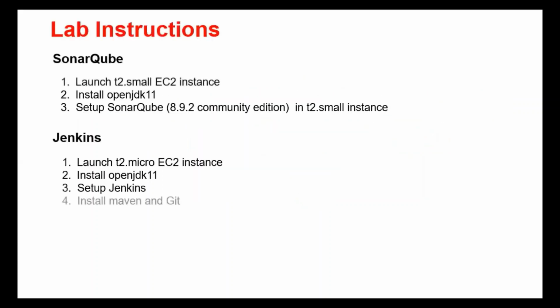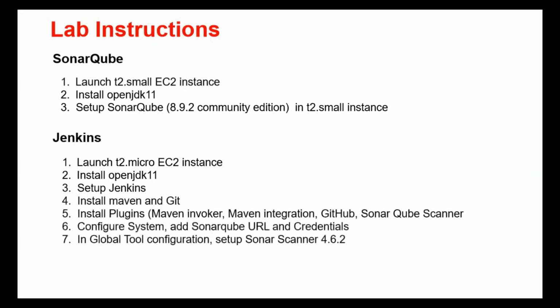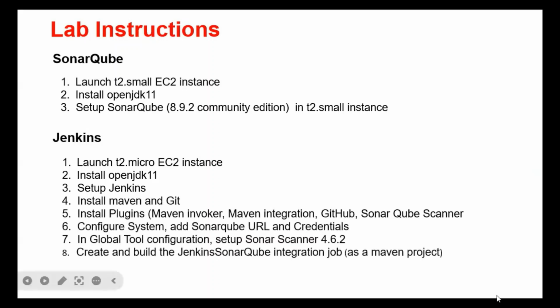And as part of the Jenkins setup, you can see these are all the instructions that we will do. We will launch a t2.micro EC2 instance, and we will be installing OpenJDK 11, which is a prerequisite for Jenkins. Then we will set up Jenkins. Then we will also install Maven and Git on the Jenkins server. Then we will install these plugins: Maven Invoker, Maven Integration, GitHub, and we will also install the plugin named SonarQube Scanner. Then we will add SonarQube credentials and the URL details to Jenkins under Configure System.